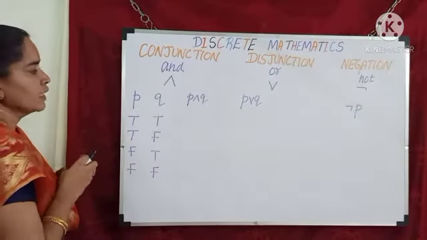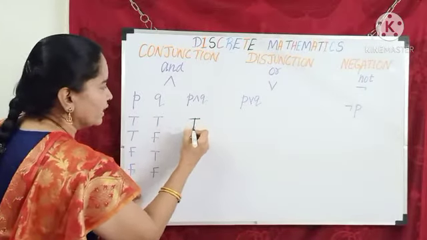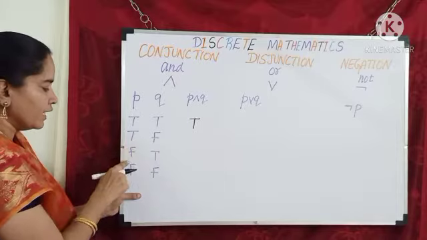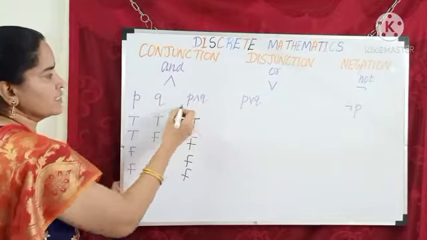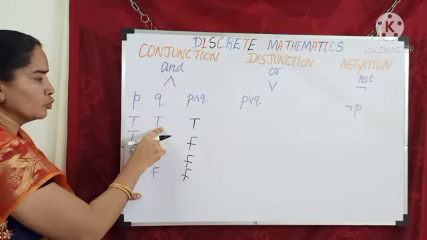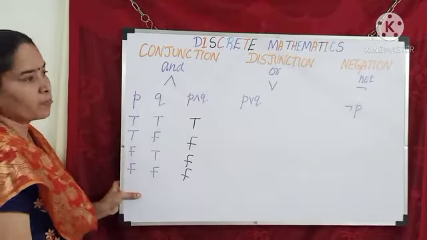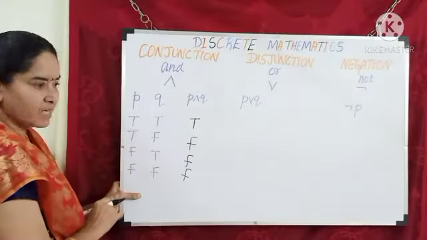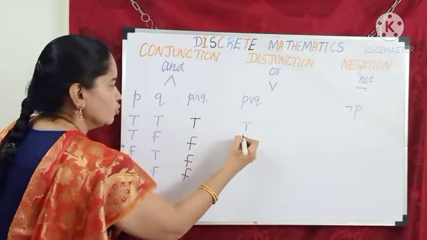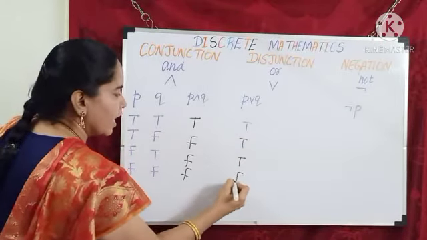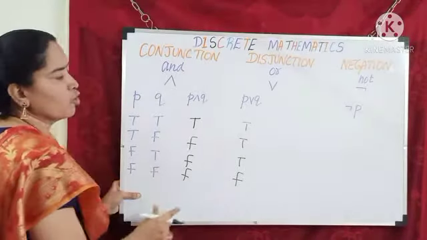Now, P and Q, what does it tell? Only when both are T, it is T. Even if one F comes, my answer is false. So the and symbol tells me both are true, my answer is true. In all other cases, it is F. The or symbol, what does this say? If even one true comes, my answer is true. So true, true, true, and the last one alone false. When both are false, my answer is false.